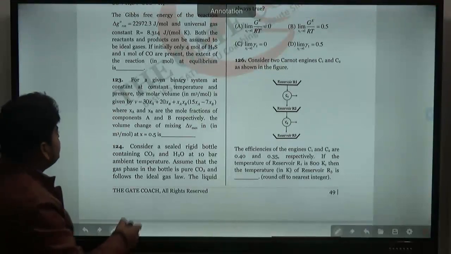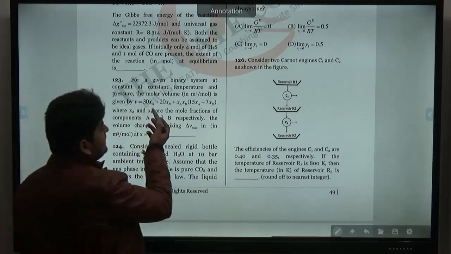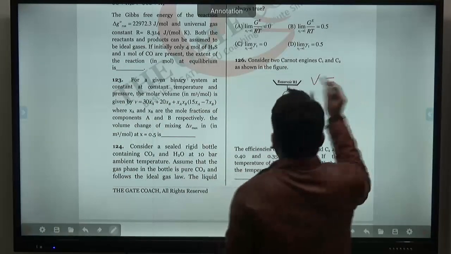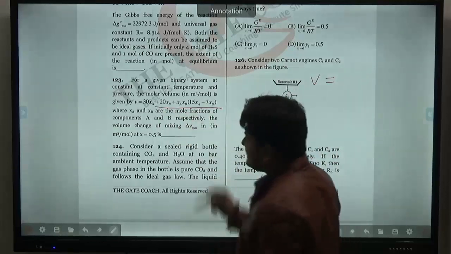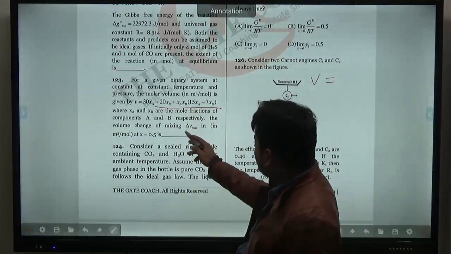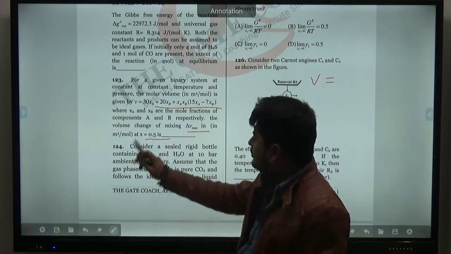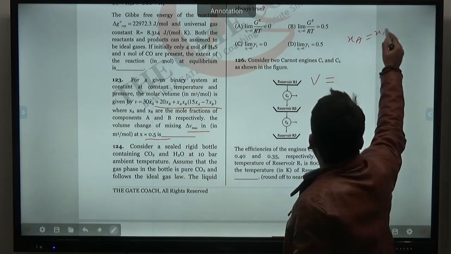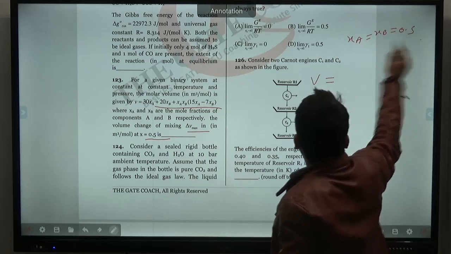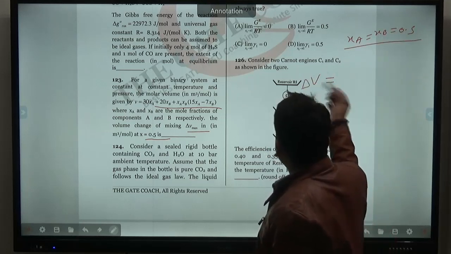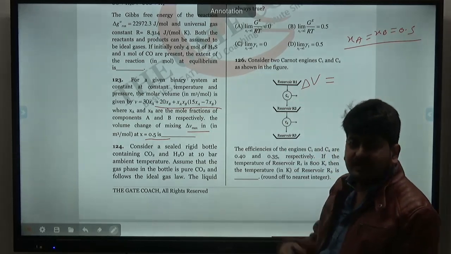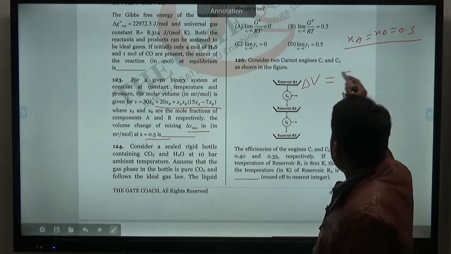In question 123, it is given that for a binary system, the molar volume V is equal to this value. This is given, and you have to calculate the volume change of mixing at x equal to 0.5. So it means XA and XB both are 0.5. I have to calculate the volume change of mixing. There are two ways to calculate that.